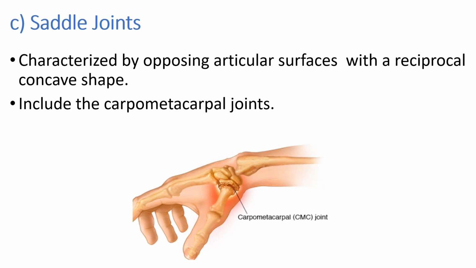Then we have saddle joints. These are characterized by opposing articular surfaces with a reciprocal concave shape. Examples include the carpometacarpal joints. So here's an example of the carpometacarpal joints of the hand. In this joint, when movement occurs, there are opposing articular surfaces.